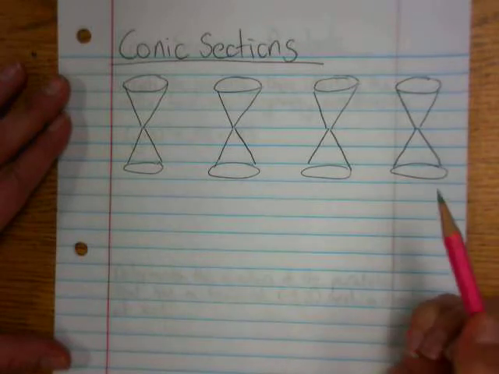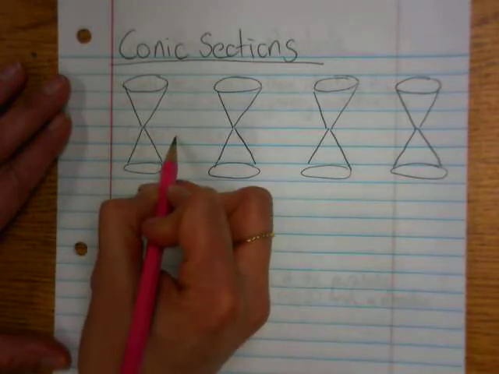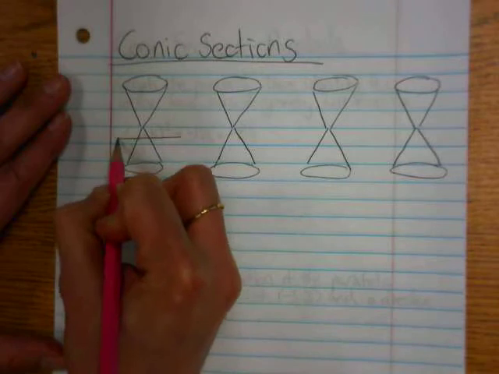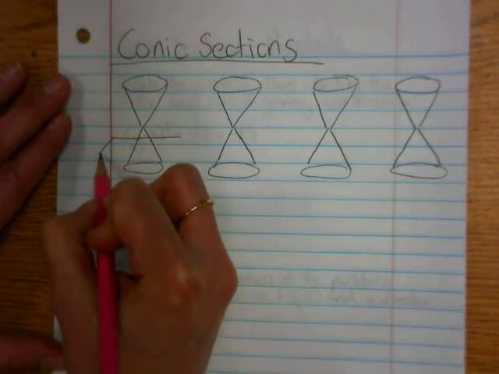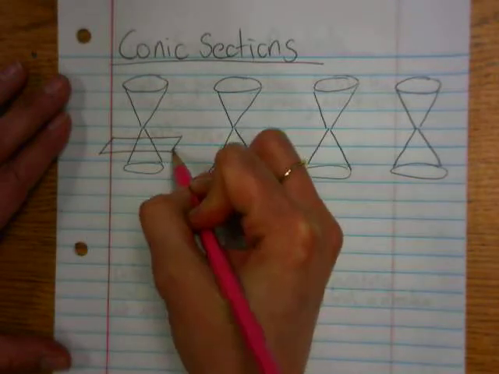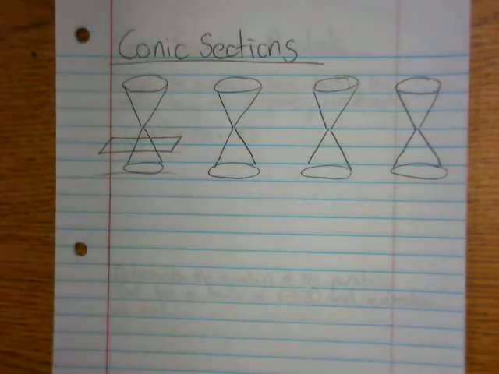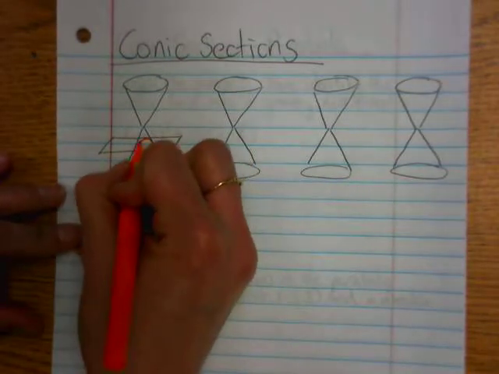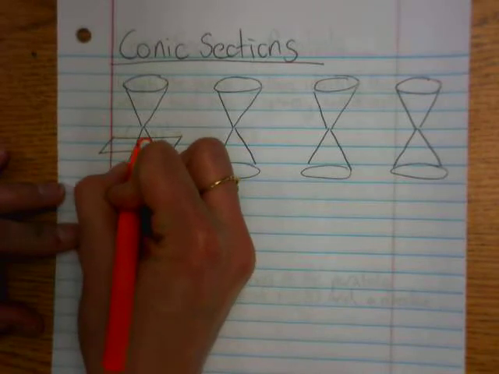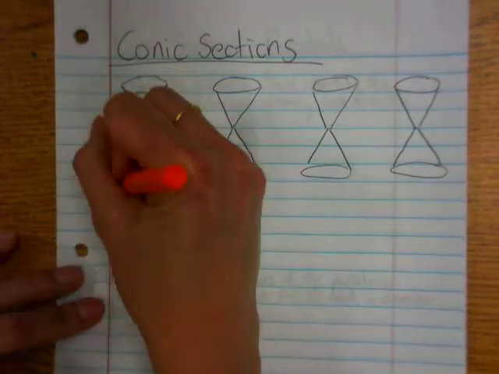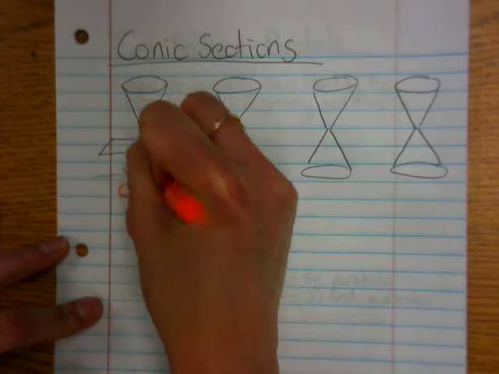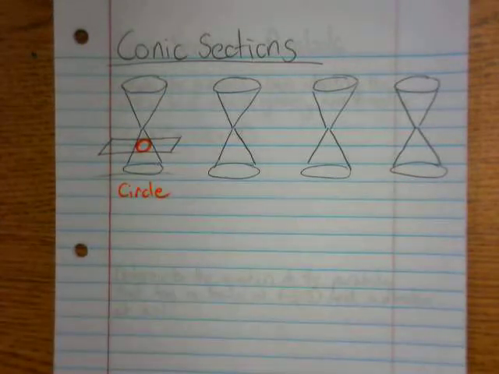So let's say that I take a plane in space and I go straight through one of these cones parallel. See how I'm parallel to the base of the cone? If I do that, then what I end up with is a shape in the circle right here. The cross section with this cone is what we call a circle. So a circle is going to be one of the conic sections that we have, and we're going to look at the standard form of the equation and be graphing that.